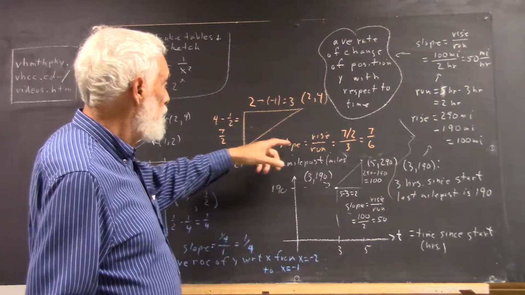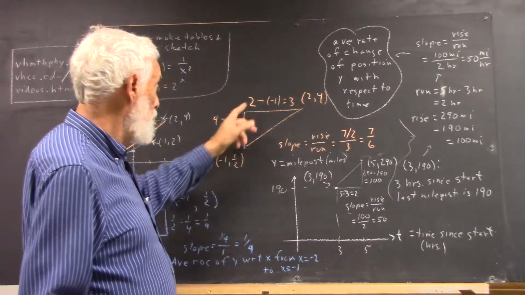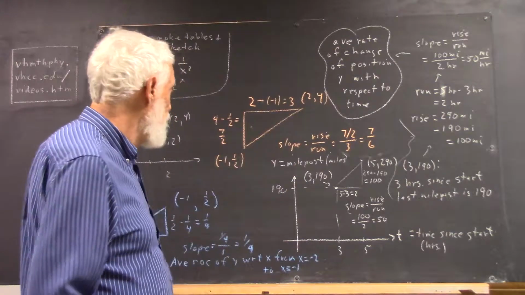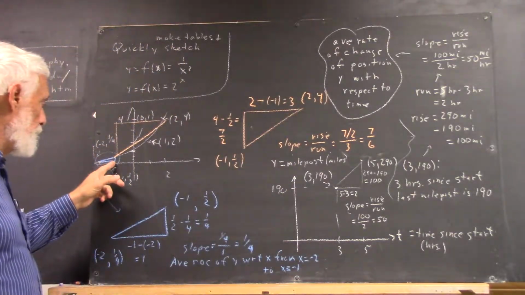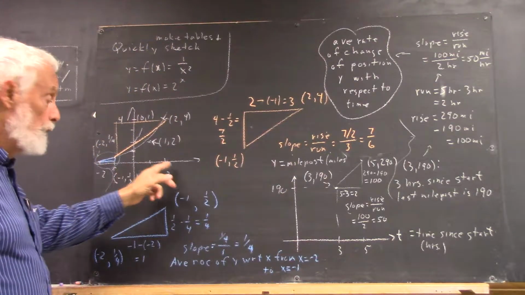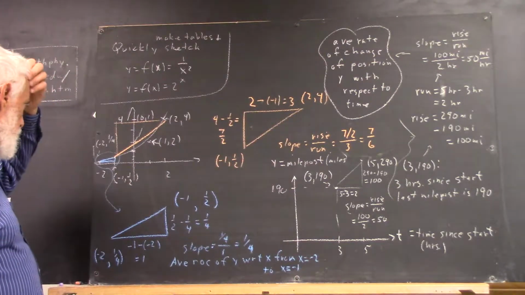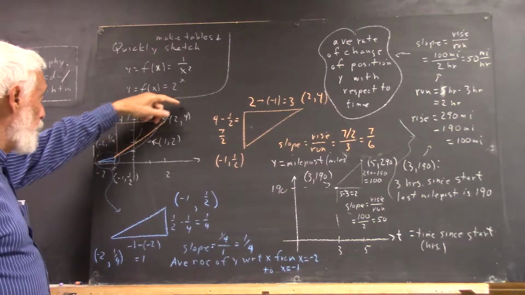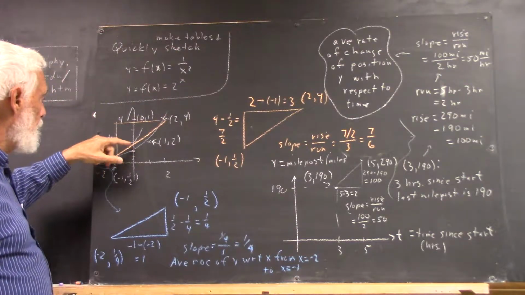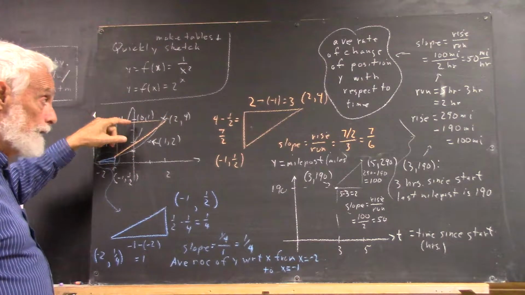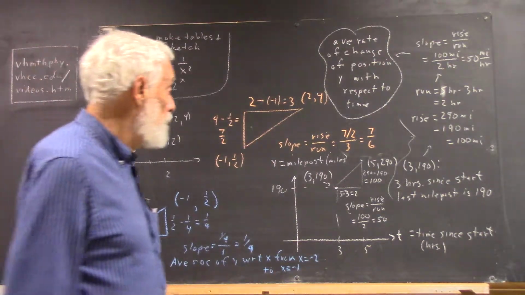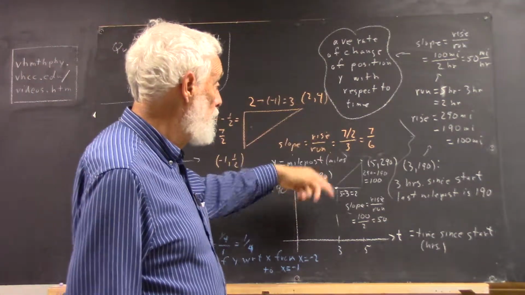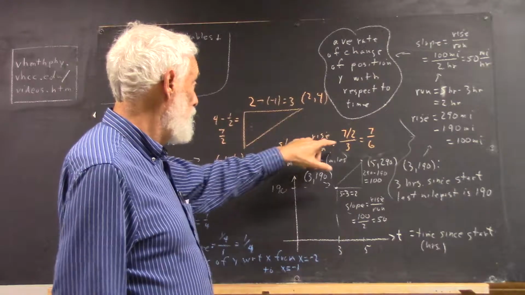Your run is 2 minus -1. 2 minus -1 is 3. And of course, we confirm that. From -1 to 2, we go 1, 2, 3 units. And from 1/2 up to 4, we go 1, 2, 3 1/2 units. Okay, so in any case, our slope is rise divided by run, which is 7 halves divided by 3.